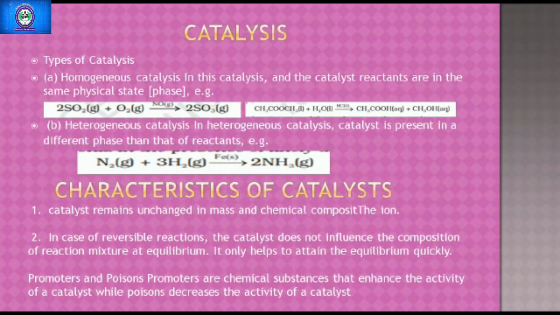Catalysis can be divided into two categories: one is homogeneous catalysis and the second is heterogeneous catalysis. Homogeneous catalysis: if the catalyst is present in the same phase as the reactant, it is known as homogeneous catalysis. One example I have taken here: sulfur dioxide is a gas, oxygen is a gas, and the catalyst, NO, which is used, is also a gas. The product formed is sulfur trioxide, which is also a gas. It means reactants and products are in the same physical state.